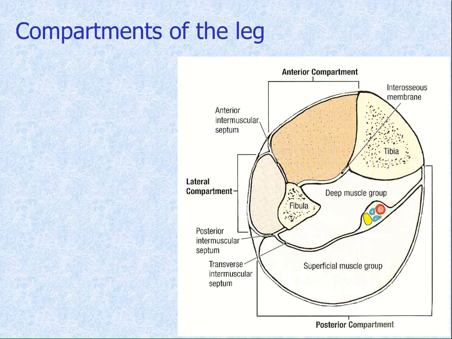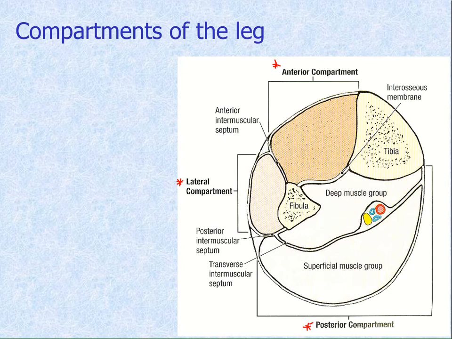Compartments of the leg. Leg has three compartments: the anterior compartment, the posterior compartment, and the lateral compartment. The anterior compartment is also called extensor compartment, and the posterior compartment is also called flexor compartment.